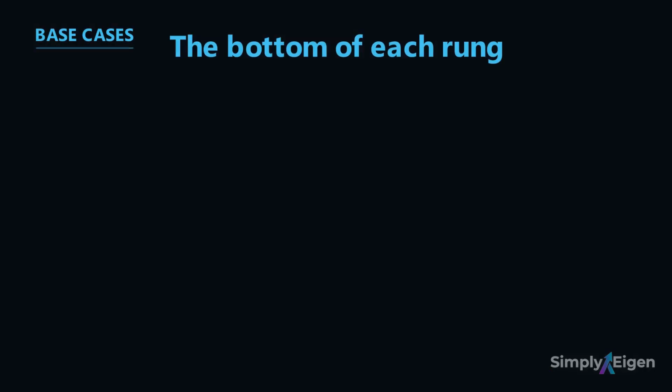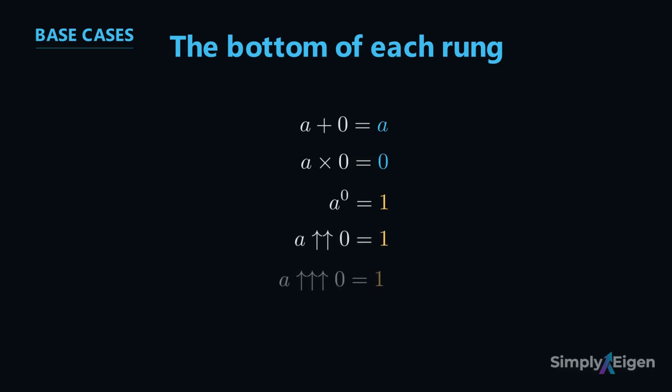There is a pattern at the bottom of each rung too. Add 0 to a number, and you get the number back. Multiply by 0, and you get 0. Raise to the power 0, and you get 1. Tetrate to a height of 0, and you get 1 again. And from the 3rd rung upward, it is always 1. The ladder is more organized than it first looks.